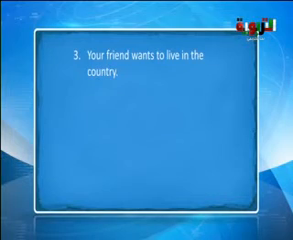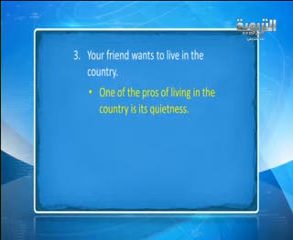Your friend wants to live in the country. So your friend, imagine they're having a hard time living in the city, there's a lot of stress, a lot of pressure, and they decide to move to the country where it's a lot quieter. So what is something that you would say to your friend in this situation? How would you respond in this situation? Of course, once again, we have a response, but there can be others based on what you think is correct. Here we have, "One of the pros of living in the country is its quietness."